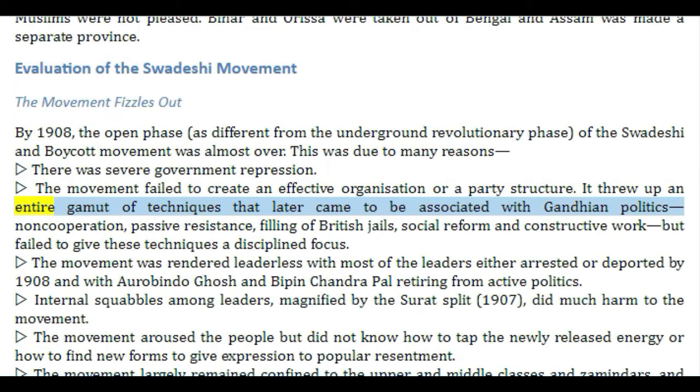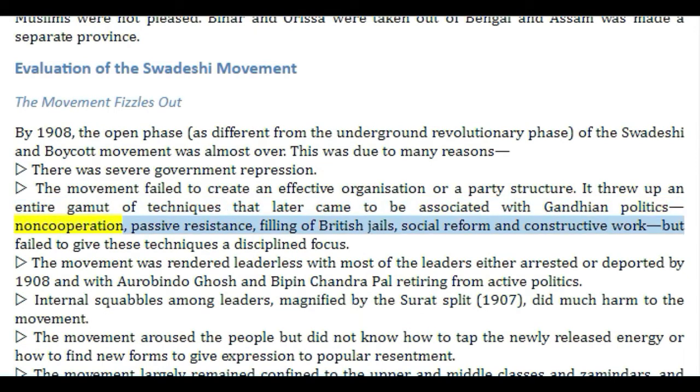It threw up an entire gamut of techniques that later came to be associated with Gandhian politics: non-cooperation, passive resistance, filling of British jails, social reform and constructive work, but failed to give these techniques a disciplined focus. The movement was rendered leaderless, with most of the leaders either arrested or deported by 1908, and with Aurobindo Ghosh and Bipin Chandra Pal retiring from active politics. Internal squabbles among leaders, magnified by the Surat split, 1907, did much harm to the movement.